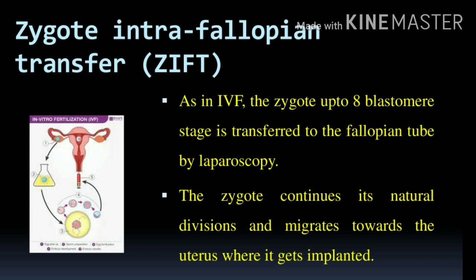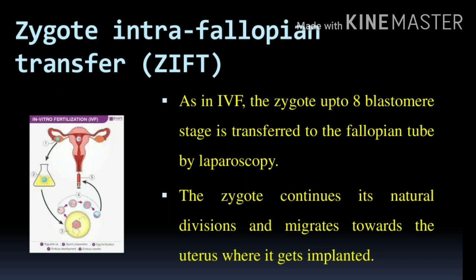Zygote intrafallopian transfer. Now we perform the IVF. What is the condition of IVF? The zygote or embryo up to 8 blastomere cells. Now the zygote up to the 8 blastomere stage is transferred into the fallopian tube by the laparoscopy method.